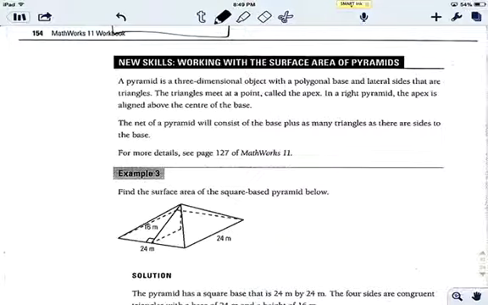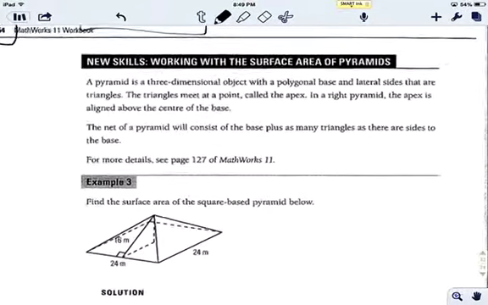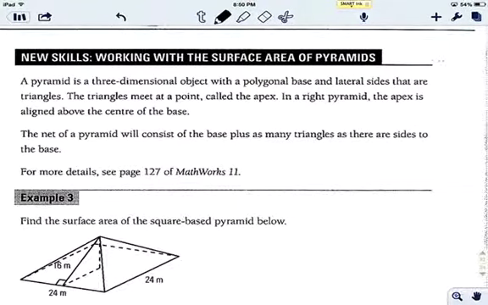Okay, so if you guys can turn in your books to page 154, right up there, we're going to be taking a look at pyramids now, an actual example inside your book. So let's read this, working with surface areas of pyramids. The pyramid's a three-dimensional object with a polygonal base. Polygonal means there can be any number of sides on the bottom. We're mostly going to be working with a four-sided bottom, usually like a square or some kind of a rectangle.